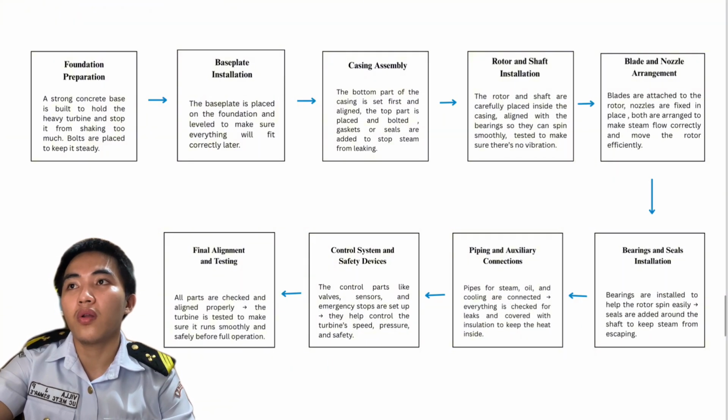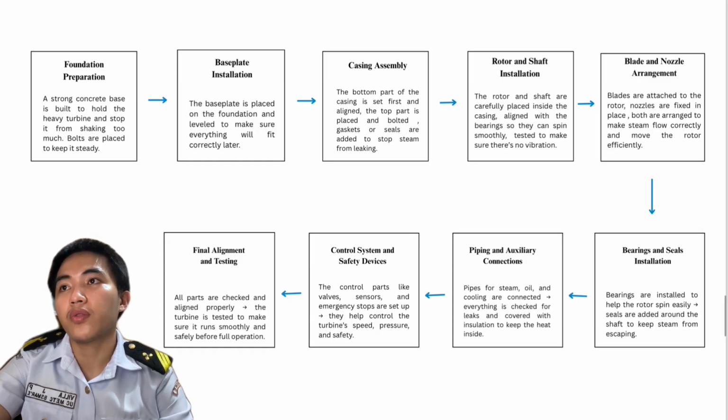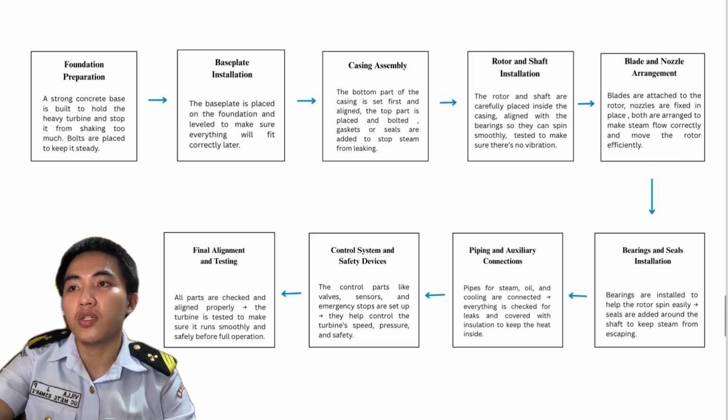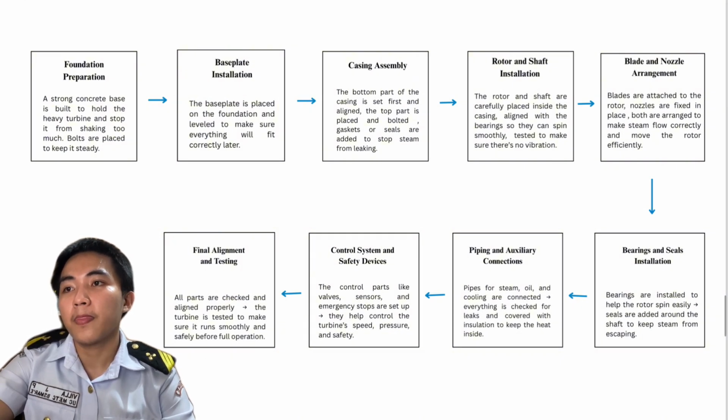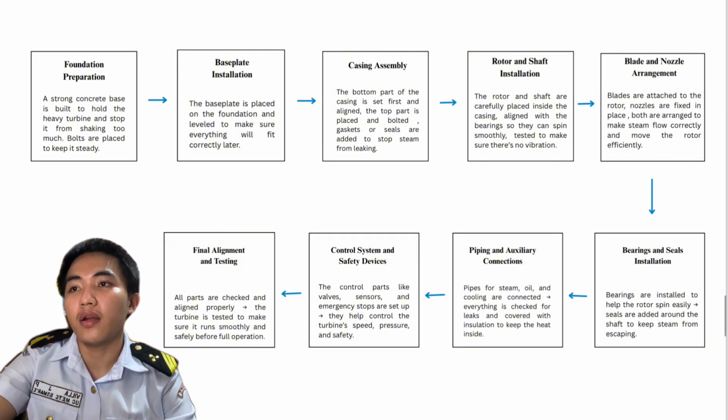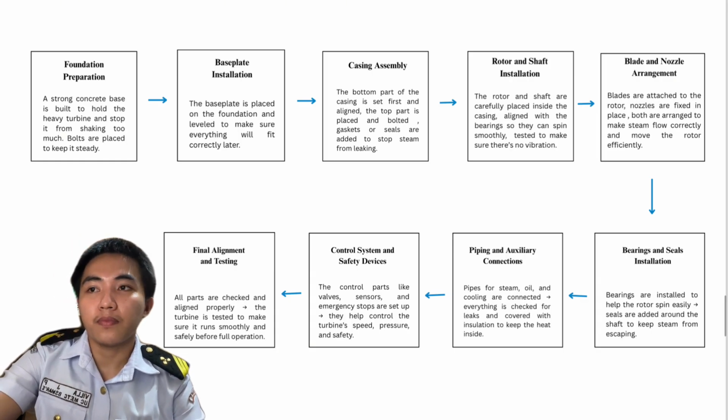Blade and nozzle arrangement. Blades are attached to the rotor and nozzles are fixed in place. Both are arranged to make the steam flow correctly and move the rotor efficiently. Bearings and seals installation. Bearings are installed to help the rotor spin easily. Seals are added around the shaft to keep steam from escaping.